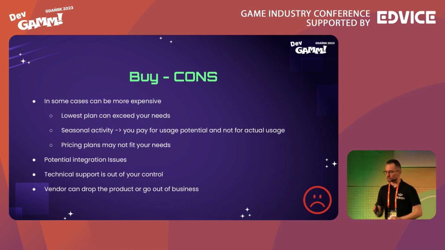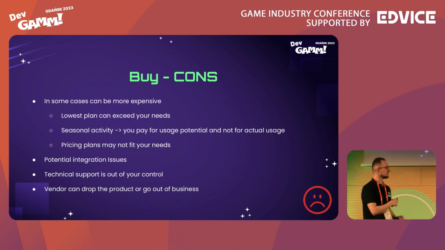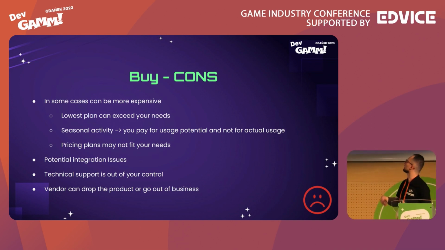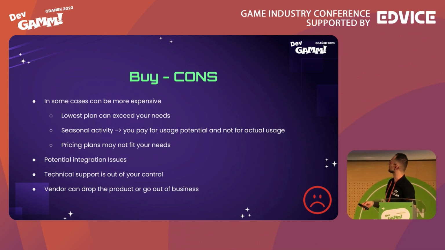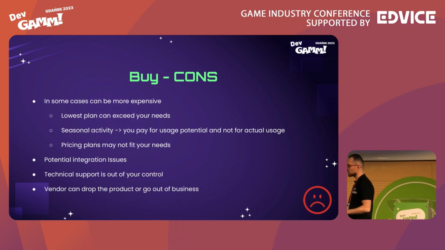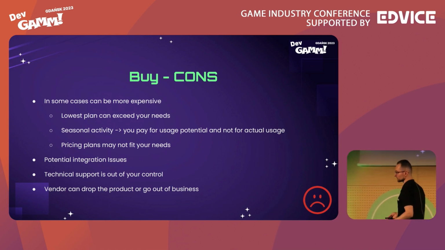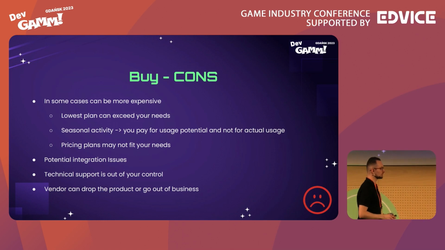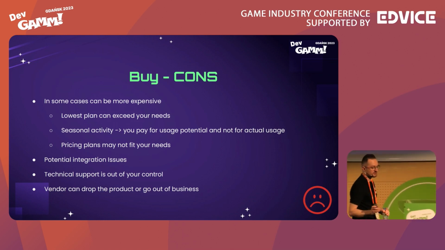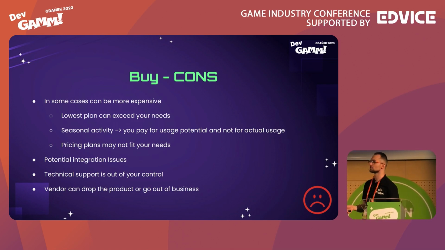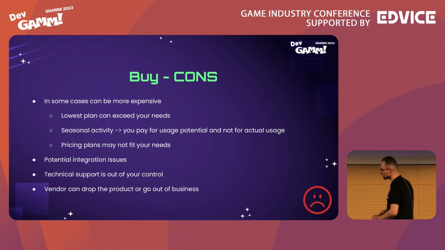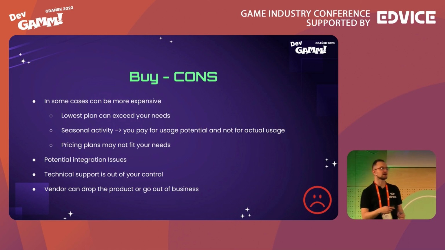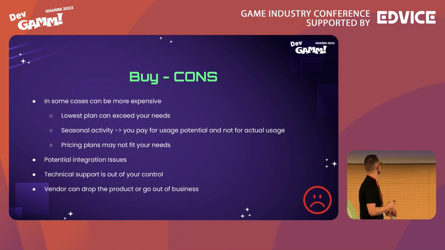Technical support is out of your control. This is often an advantage if everything works fine, because you don't need to care about a case when something doesn't work out for your players. But if the vendor doesn't care as well, then you have a huge problem, because there's nothing you can do. Also, whenever you go with a third-party solution, you need to take into account the worst scenario, that the vendor can drop the product or can simply go out of business. And this puts you in a very difficult position, because usually this may involve losing data or losing control over this feature.